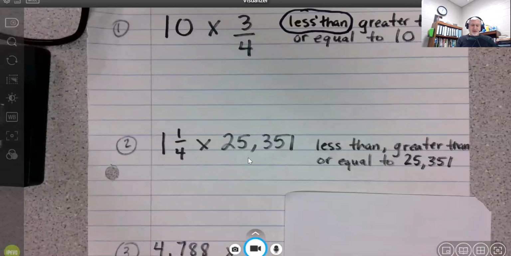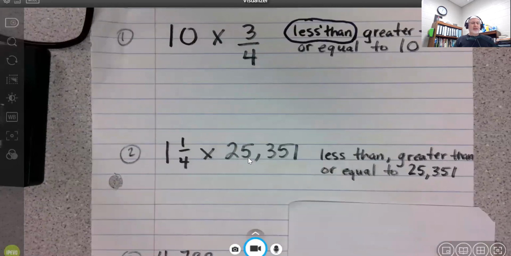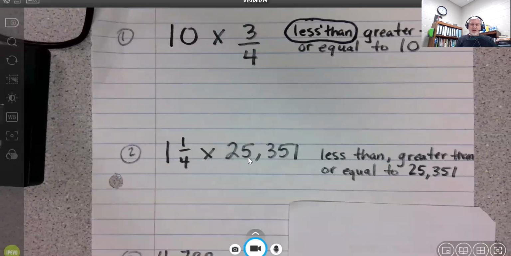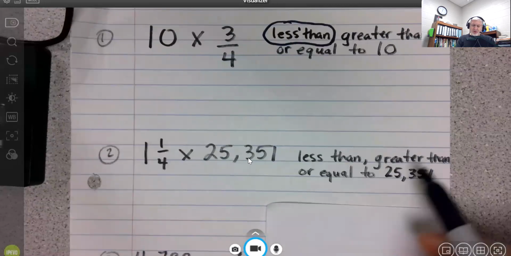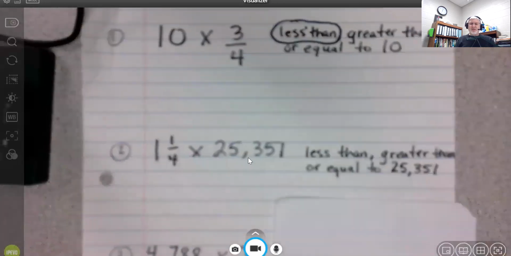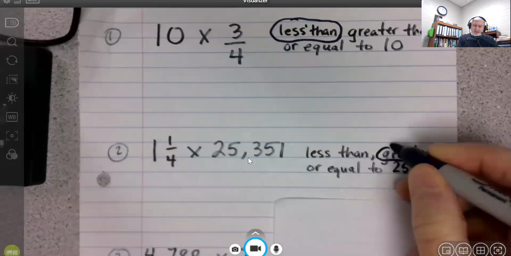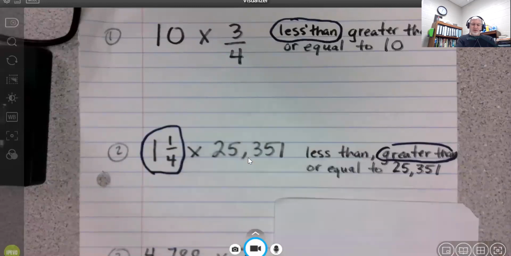25,351. Is 1 1/4 greater than 1, less than 1, or equal to 1? Well, this has a 1 plus a fraction, so it has to be greater than 1. So is our product going to be less than, greater than, or equal to 25,351? Hopefully you'll say it's greater because we're multiplying it by a factor that's greater than 1.